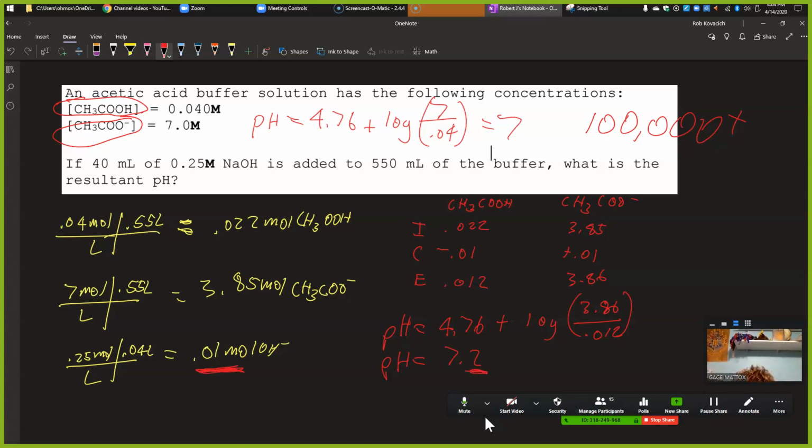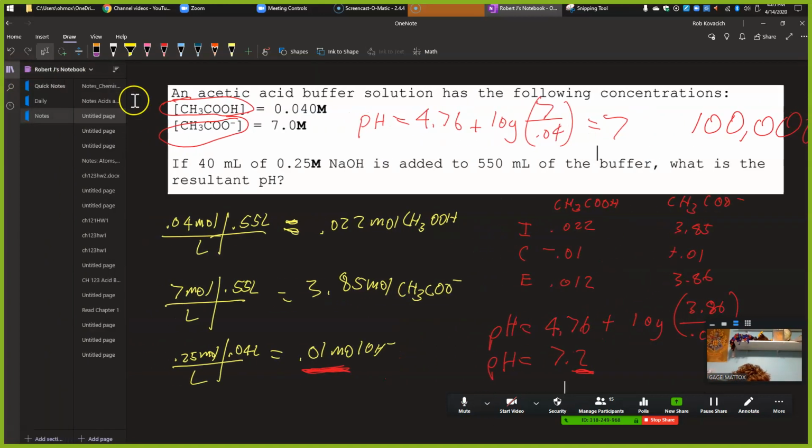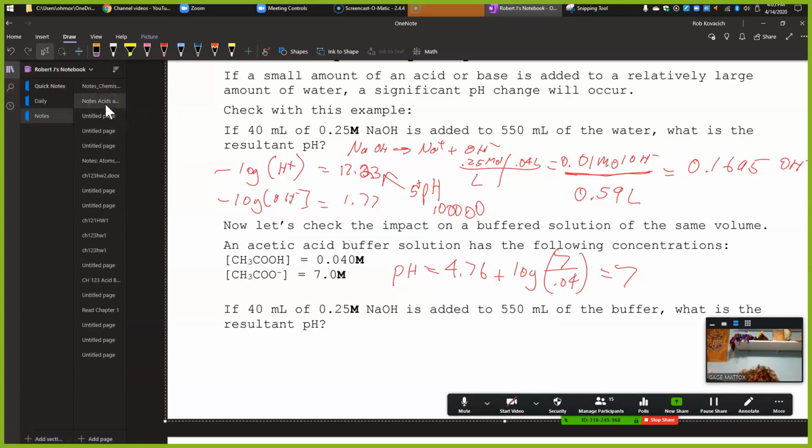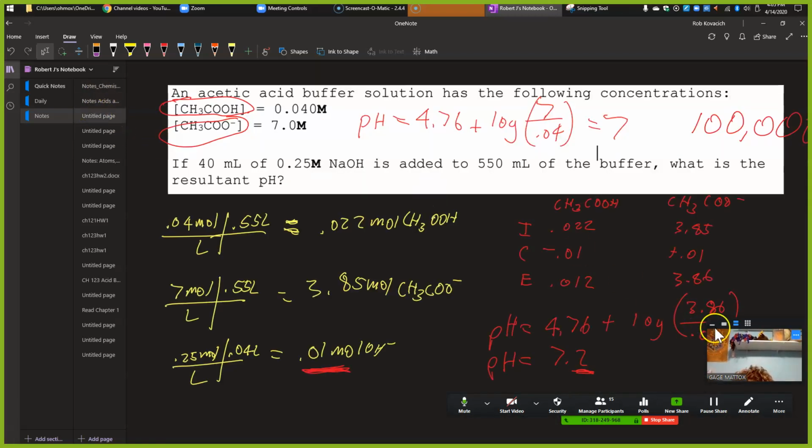So did the buffer do its job? No. Well, that's 0.2 orders of magnitude. No, that's not an order of magnitude. It changed it by 0.2. The other one changed to, what was it, 10.5 or something like that? So then, yes, the buffer did do its job. This one went to 12.32, and the one we just did changed to 7.2. So a massive difference in the amount of pH change.